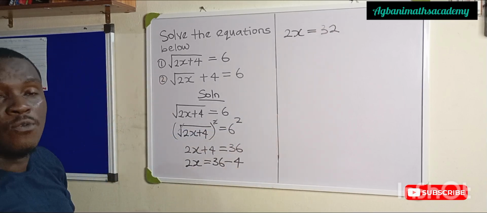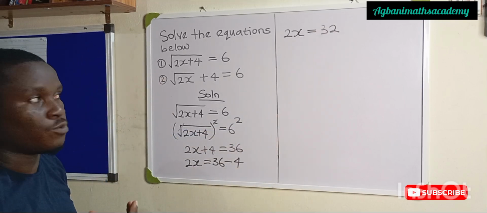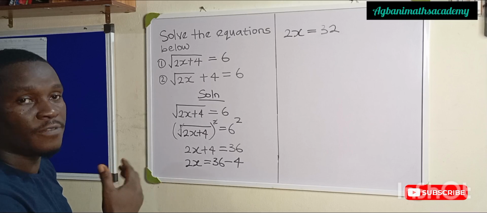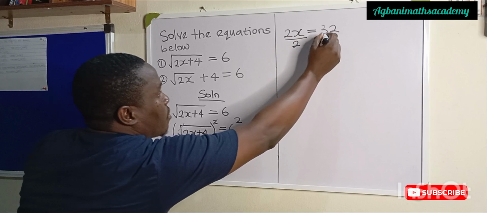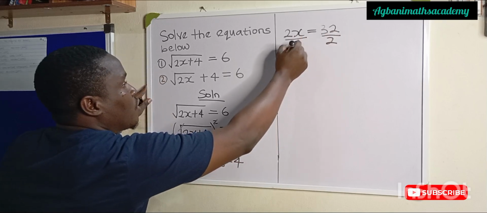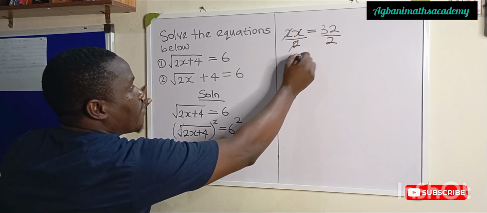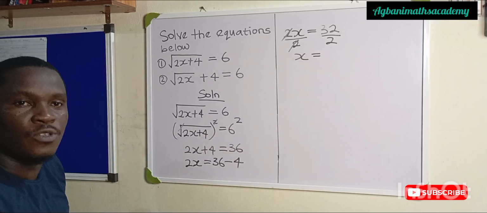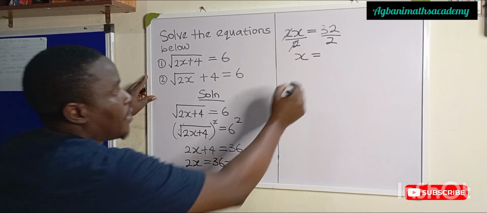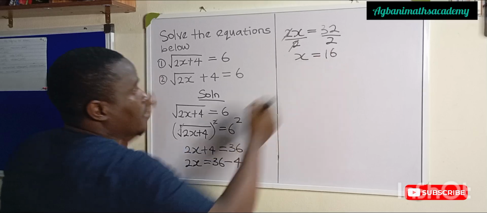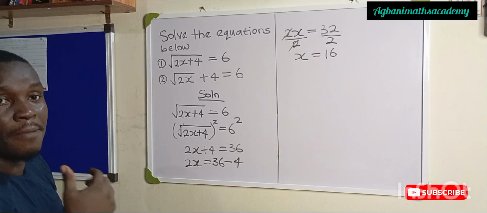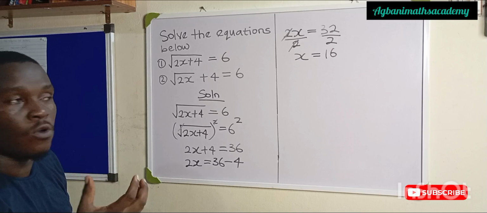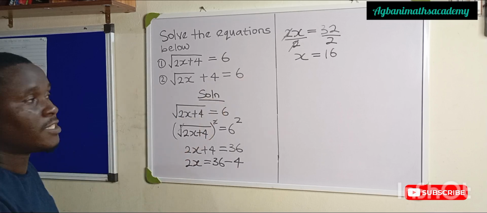Okay? So now we have 2x is equal to 32. In order to get x, we need to divide both sides by 2. So the left side divided by 2, the right side divided by 2. 2 is going to cancel out 2 on the left. We have x is equal to 32 divided by 2, which is going to give us 16. So x is equal to 16. This means for the first question, our value of x that makes the left side and the right side equal is 16. Let's look at the second question.